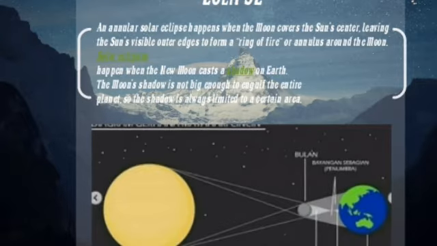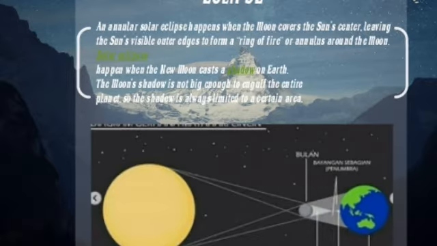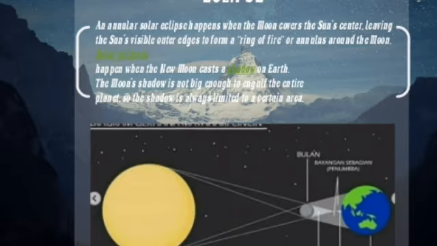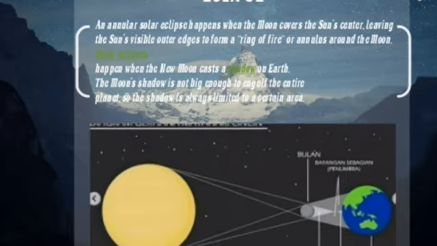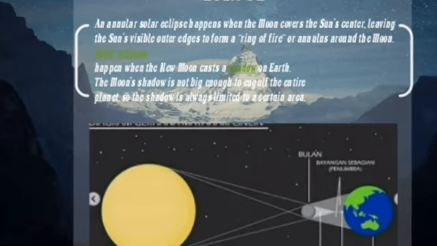Annular solar eclipse. An annular solar eclipse happens when the moon covers the sun's center, leaving the sun's other edges visible to form a ring of fire, or annulus, around the moon. A solar eclipse happens when the new moon casts a shadow on the Earth. The moon's shadow is not big enough to engulf the entire planet, so the shadow is always limited to a certain area.